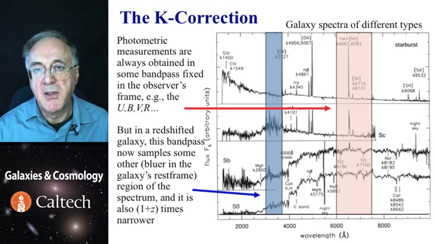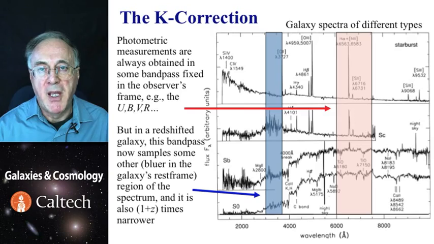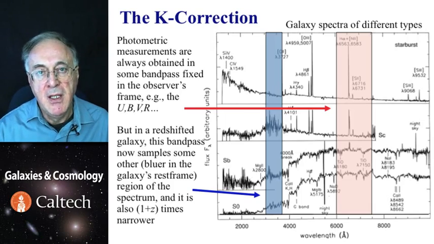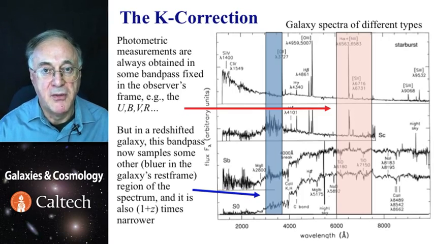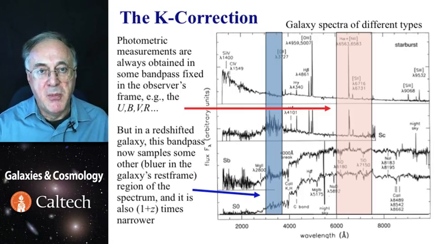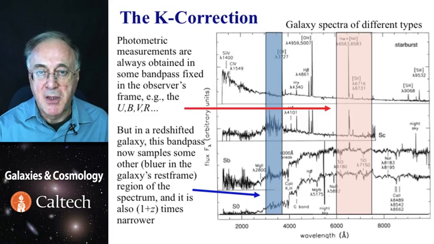And here are the spectra of galaxies of different types. The reddish band indicates roughly where the rest frame filter, like a red filter, would cover the spectrum as observed near us. But if you observe them, say, at a redshift of 1, then the wavelength shifts by a factor of 2, and so does the width of the filter. So you're sampling a completely different part of the spectrum of the galaxy and not in quite the same width of the measurement. That has to be compensated for because galaxies do have different spectra. Different types will have different amounts of correction.